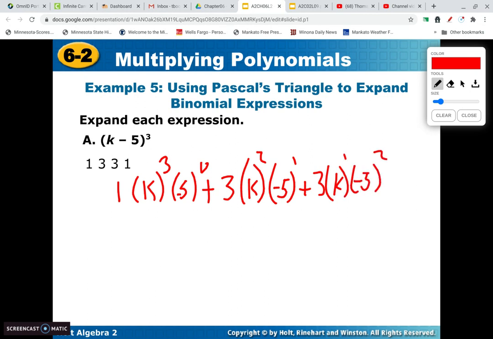Notice my use of parentheses. You'll see it's important to use those. And then the last thing is we have plus, we have a 1. Then it's going to be k to the 0, and negative 5 to the third.